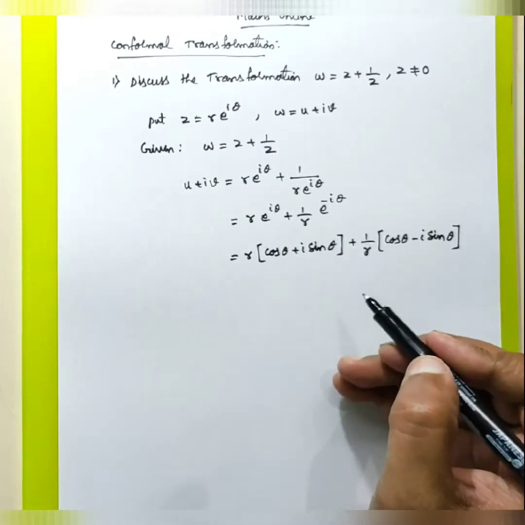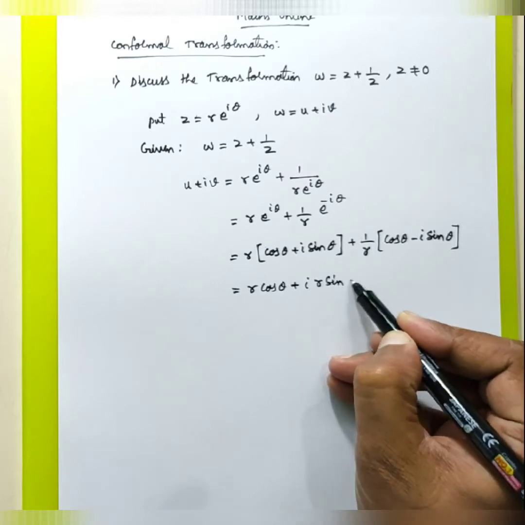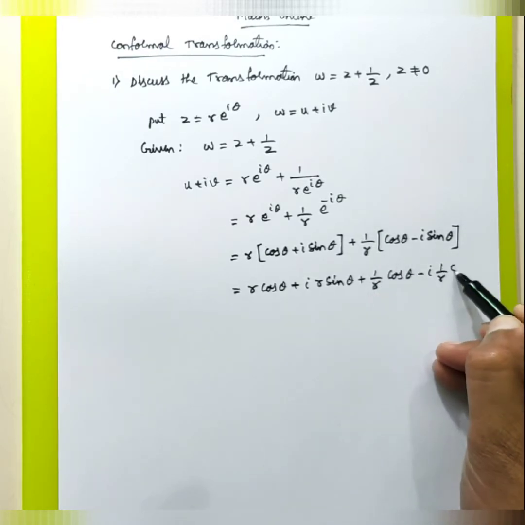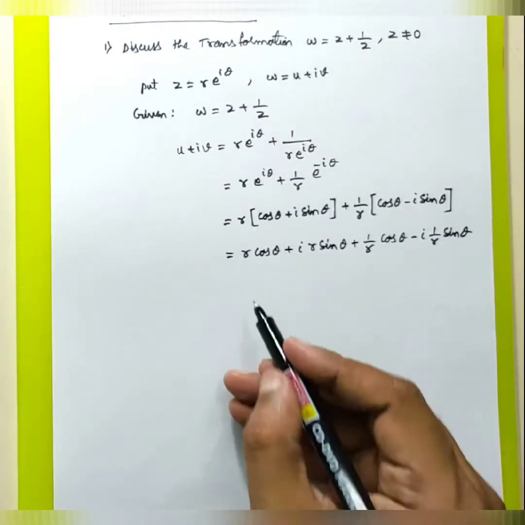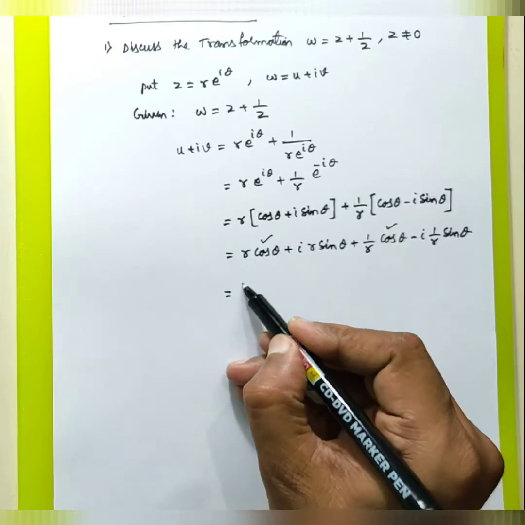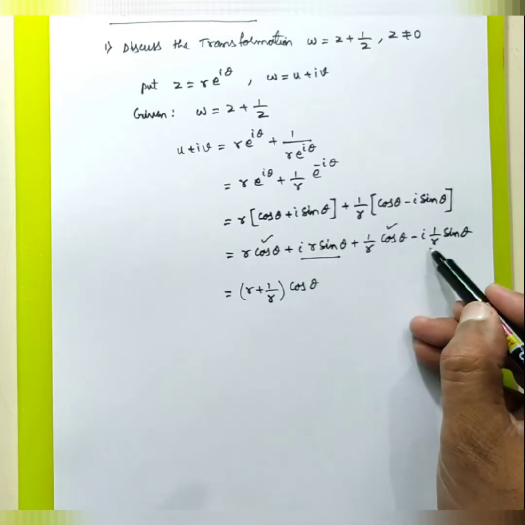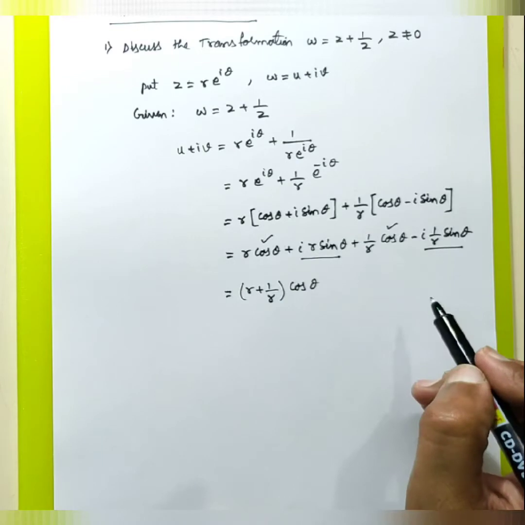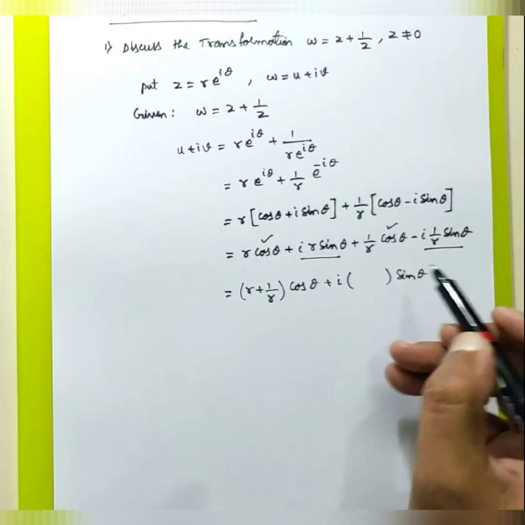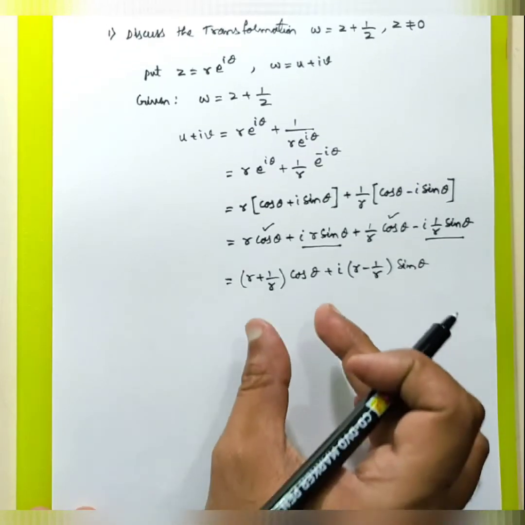Now if I group the values and multiply, it is r cos theta plus i times r sin theta, plus 1 by r cos theta minus i times 1 by r sin theta. If I group the real terms, in both these terms cos theta is common, so what is left is r plus 1 by r, times cos theta. Similarly, sin theta is common along with i, and what is left is r in one term and minus 1 by r in the other. So I have separated the real term and the imaginary term.